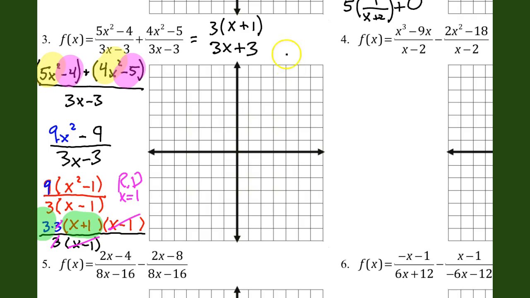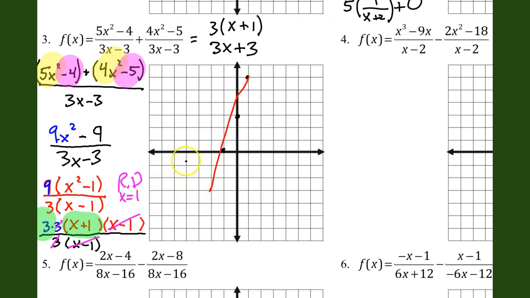Okay, one more to go. Graph this. See, it started at 3, up 3 over 1, down 3 over 1, then go ahead and connect it.